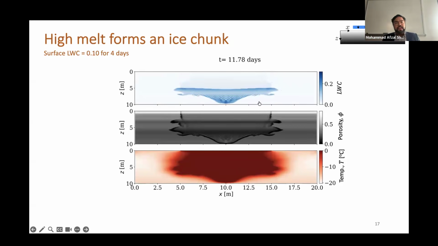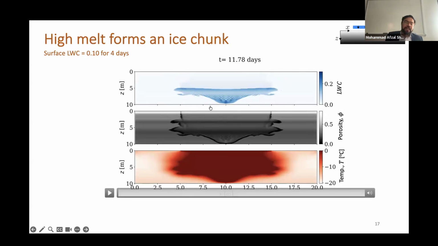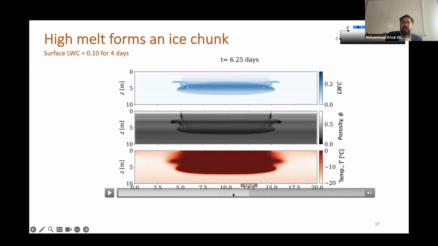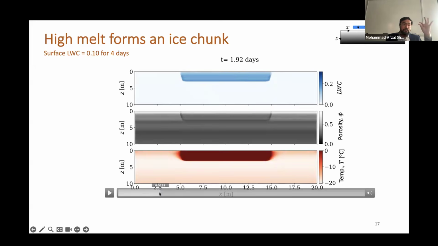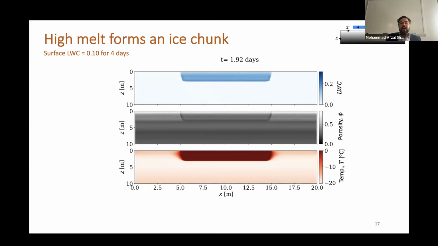All right, so in this case, it's not a nice and flat ice layer. What could be the reason for that? If I scroll back, initially you would see that there is a wetting front that moves down with a nice and flat interface. But as it reaches this low porosity ice layer, at that point, it starts to form a perched water table because the surface melt is very high.